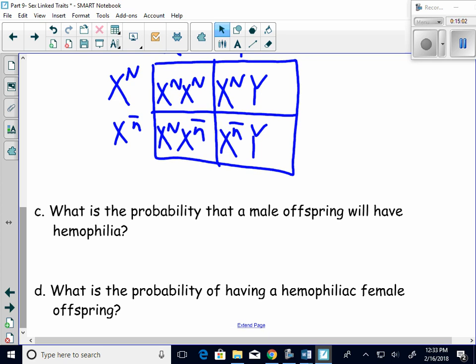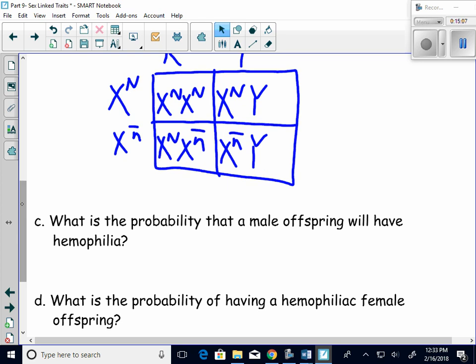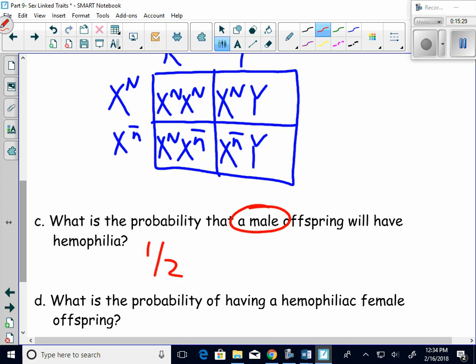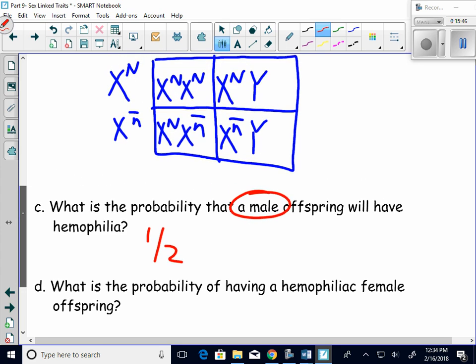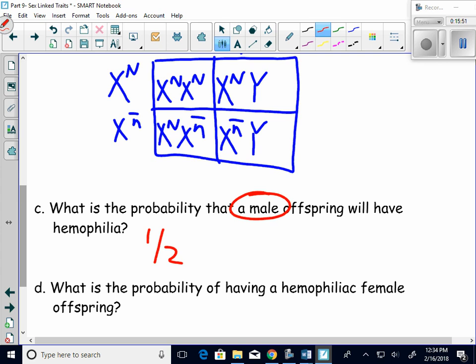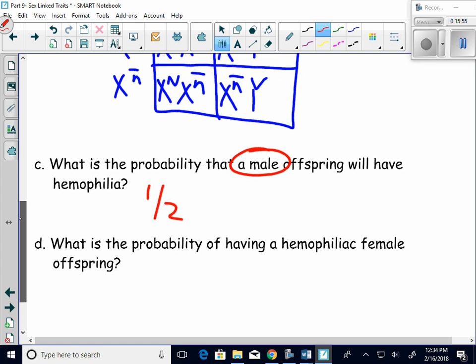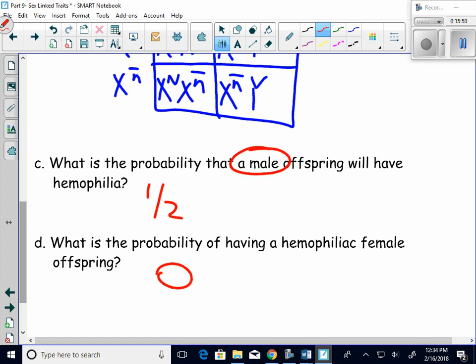So, when I get to the questions here now. First one, what is the probability that a male offspring will have hemophilia? Now, look at that. You've got to be careful. We're only talking about males. So, a male will have hemophilia is what? 1/2. There's a 50-50 shot that a male will have hemophilia. What is the probability of having a hemophiliac female? Look up here. None. There is no chance that those two parents could have a female with hemophilia.